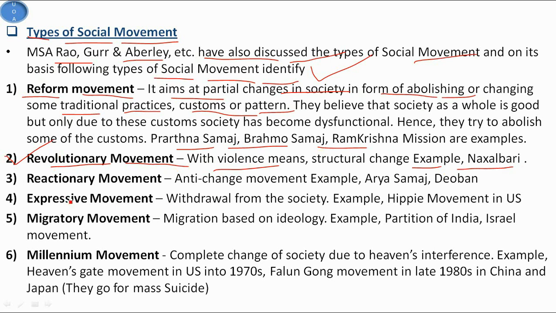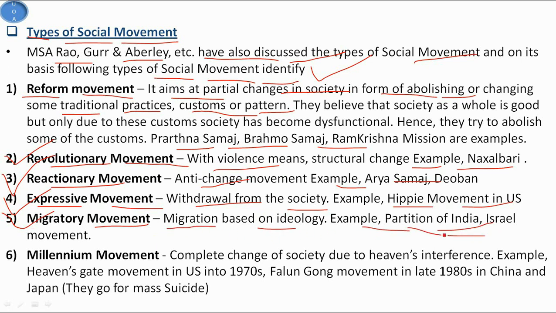For example, Naxalwadi. Then there are reactionary movements, which are anti-change movements, for example Arya Samaj, Deoband, etc. Then there are expressive movements, in which there is withdrawal from society, for example the hippie movement in the US. Then there are migratory movements, in which migration is based on ideology, for example the partition of India, the Israel movement, etc. Then there are millennial movements, aiming at complete change of society due to heaven's interference. For example, the Heaven's Gate movement in the US in the 1970s, and the Falun Gong movement in the late 1980s in China and Japan.